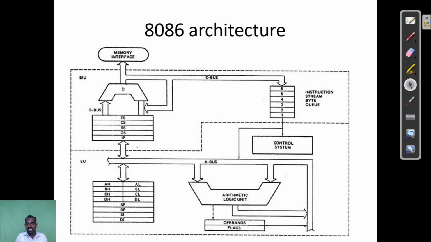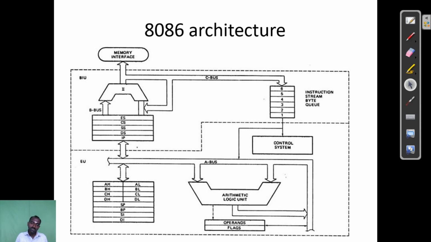Then the next element is the bus control logic. That means the control system. Bus control logic handles all bus control signals, for example, read and write signals for memory and input-output devices. So these are the elements of the bus interface unit.